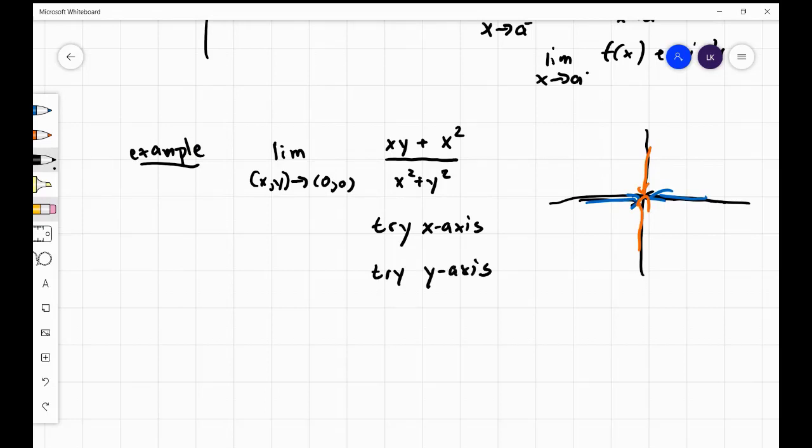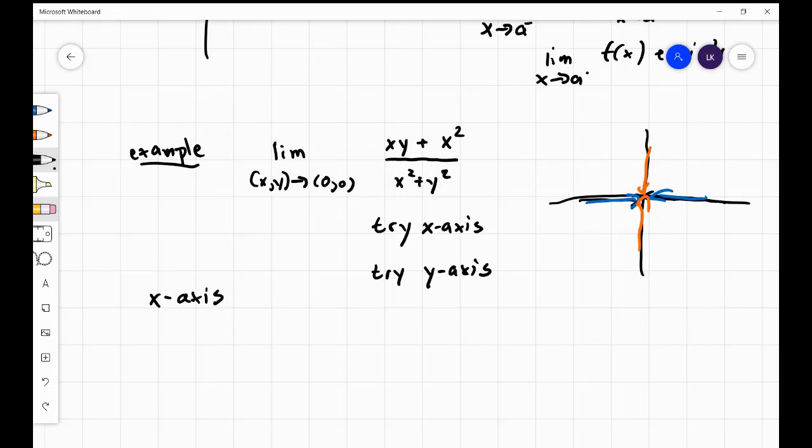And if we get two different numbers, then we can stop and say, well, the limit doesn't exist because we got two different numbers, right? The behavior of the function depends on the approach to the origin. So let's try the x-axis. So what does that mean?